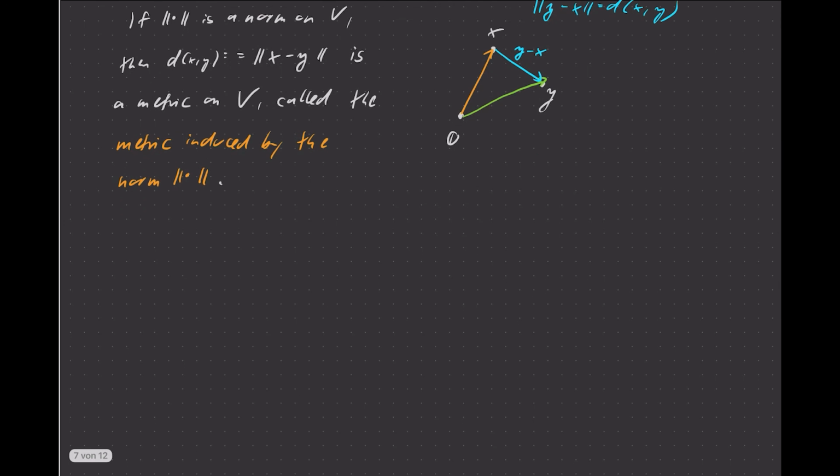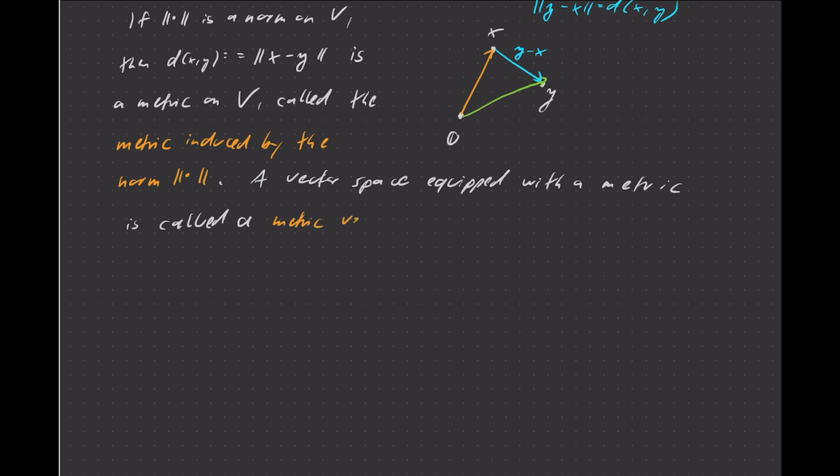Again, a vector space together with a metric gets a name of its own that is called a metric vector space. So a vector space equipped with a metric is called a metric vector space or metric space.